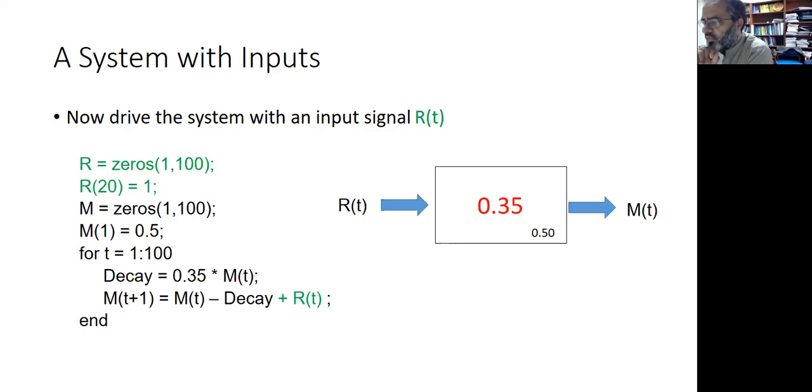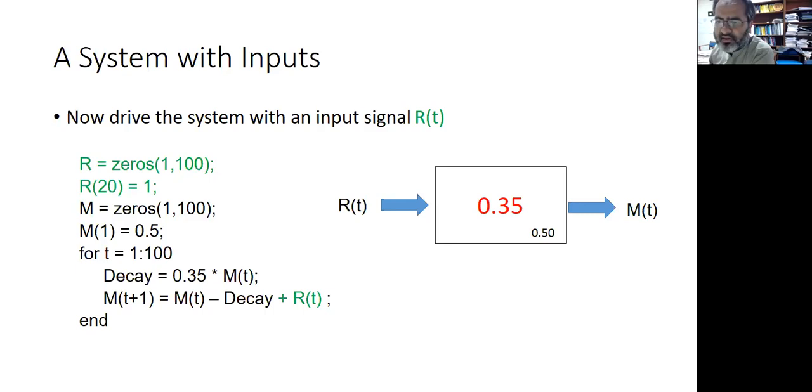Here, let's create an object in MATLAB, R, that is supposed to be the input. Once again, 100 points, because that's the simulation that we are trying to do. At the 20th index, we put in a one. The rest is zeros, and at the 20th index is one. This is something that is coming from the outside, so I can set it anywhere, or somebody can set it anywhere. And let's see how the system will do if we drive the system with it.